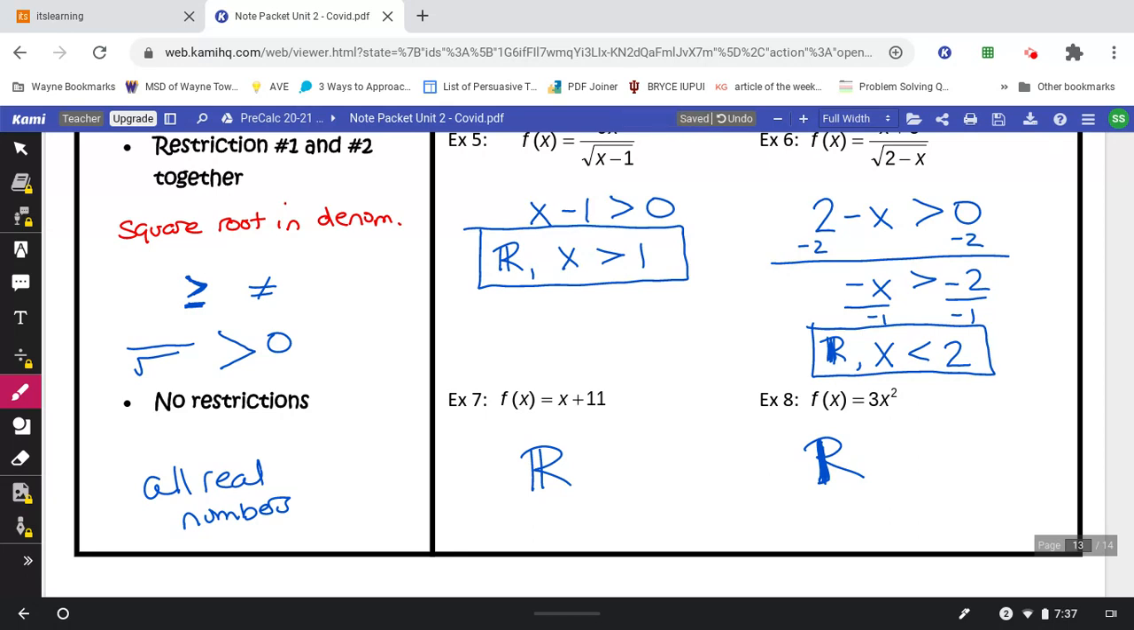But on example 7 and 8, I don't see any square roots and I don't see any denominators. So that means I can plug in any number I want and there are no restrictions on my domain.